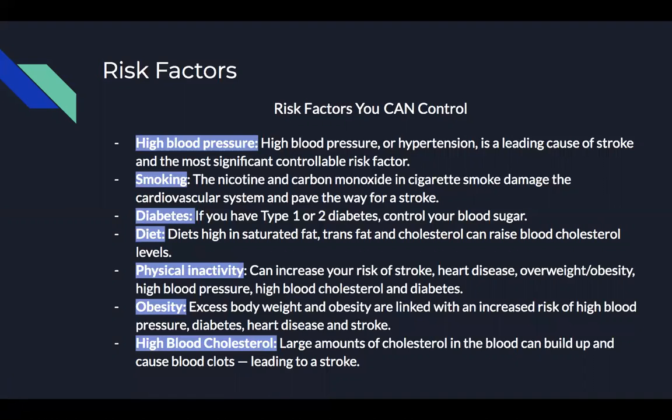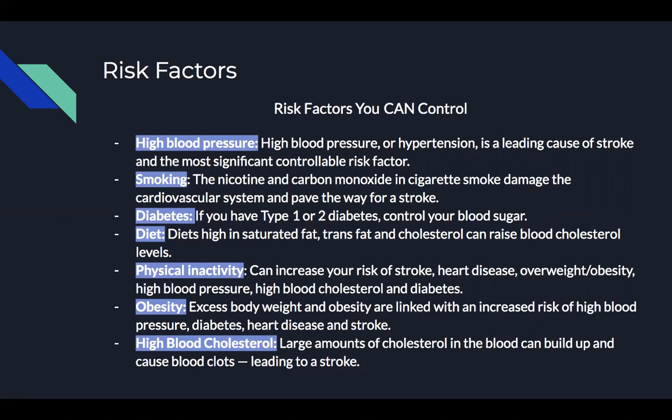Diabetes: if you have type 1 or type 2, you would need to control your blood sugar. Many people with diabetes also have high blood pressure, high blood cholesterol, and are overweight. This increases their risk even more. While diabetes is treatable, the presence of the disease still increases your risk of getting a stroke.